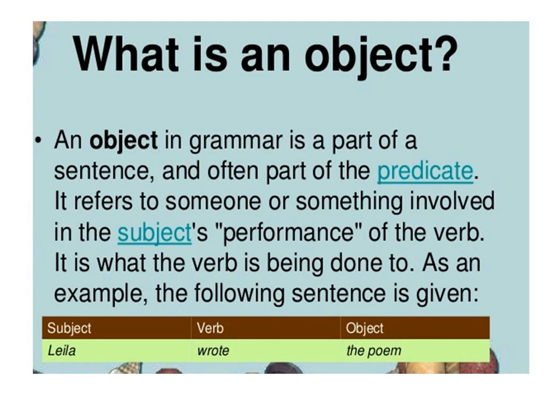The sentence is: Leila wrote the poem. Leila is the subject. The action taking place is writing, that is, wrote. And what is the verb being done to? The poem. So the poem is the object. Leila is the doer of the action, the action is writing, wrote, and the object is the poem.